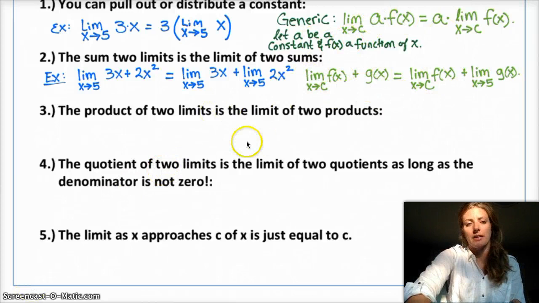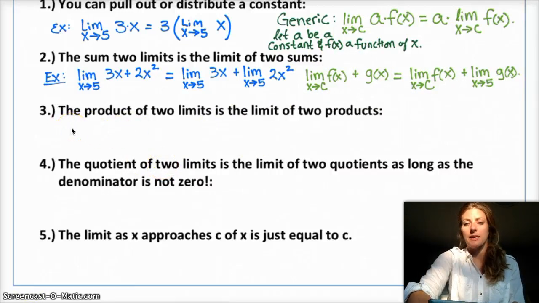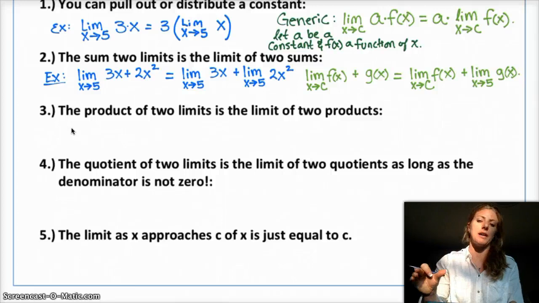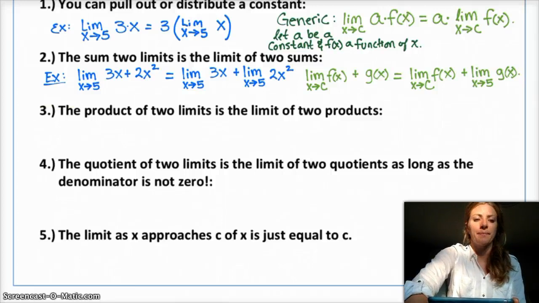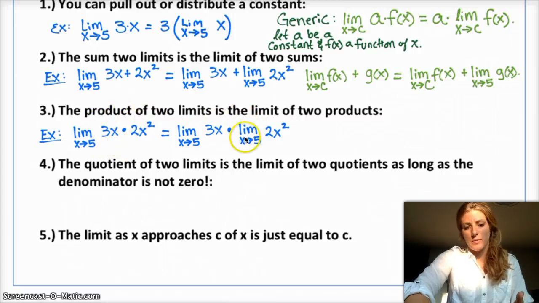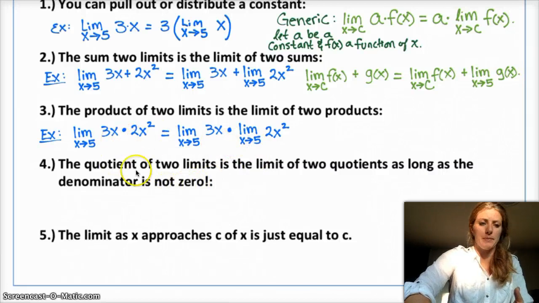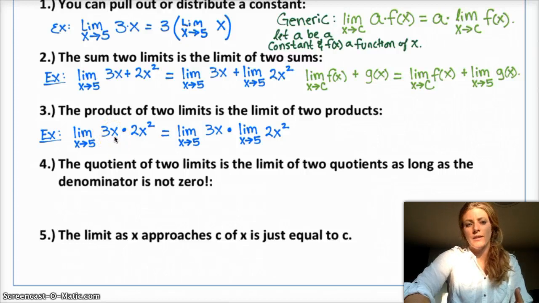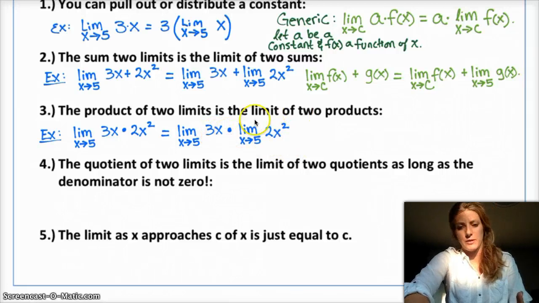But it's the same thing, right? If I have 2 things multiplied together and I'm taking the limit of them, it's the same thing as taking the limit of one and then multiplying it by the limit of the other. Here's an example: the limit of a product is the product of the limits. This is pretty self-explanatory. This would be 3 times 5 minus 2 times 5 squared, and that's the same thing as 3 times 5 times 2 times 5 squared.